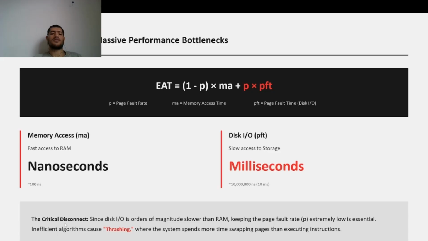The critical disconnect: since disk is orders of magnitude slower than the RAM, keeping the page fault rate extremely low is essential. Inefficient algorithms may cause thrashing, where the system spends more time swapping pages than executing instructions.